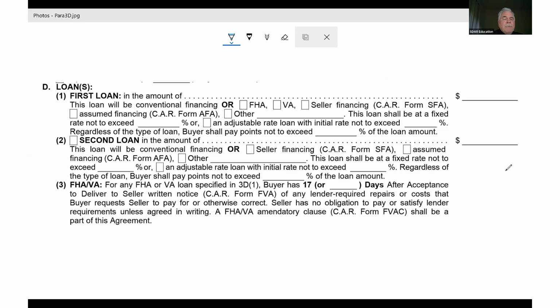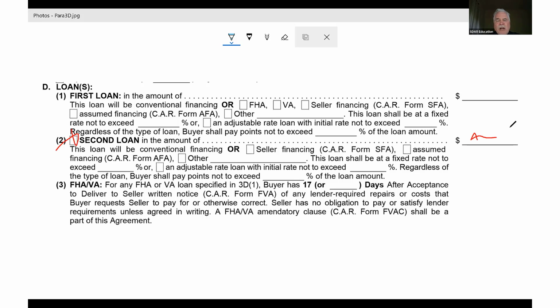So, okay. Number 2, is there a second loan? Now, we just brought this language back in a couple of years ago. We used to have it on another form called a purchase agreement addendum, but then we realized we were seeing more seconds at times of purchase, and so we incorporated it in the offer again.